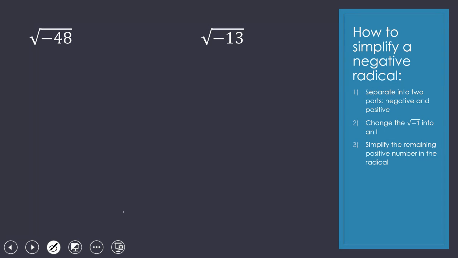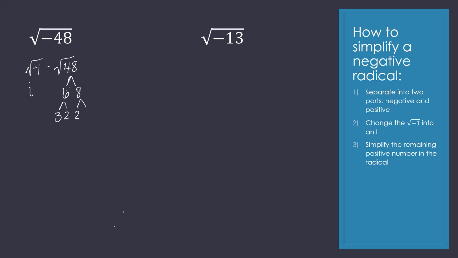Well, first we separate it, negative 1, positive 48, okay? That gives me an i here. Now for 48, I'm just going to make a factor tree like I did previously, okay? So I know that's 6 times 8, this is 3 times 2, this is 2 times 4, and 4 is 2 times 2.